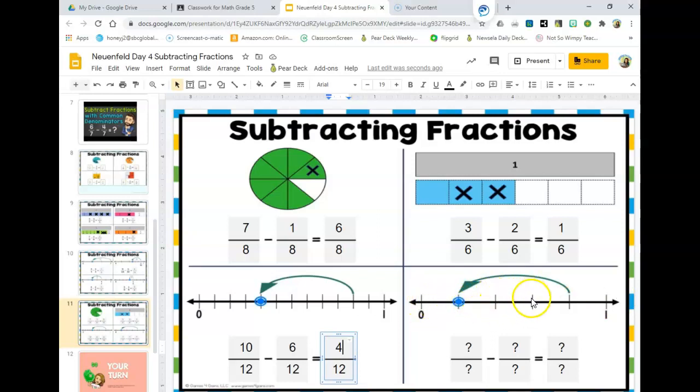Last problem, let's count how many parts we have in our whole. 1, 2, 3, 4, 5. So we have 5 parts altogether, so my denominator is going to be 5. Now, how many did we start with? 1, 2, 3, 4. They started at 4/5. And how many did they subtract? They subtracted 1, 2, 3. And 4 take away 3 equals 1.